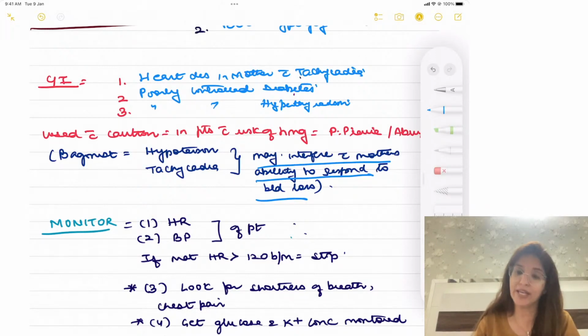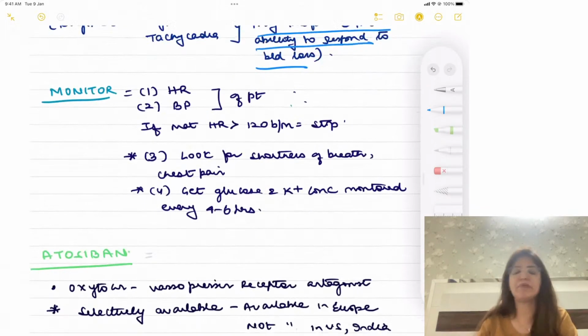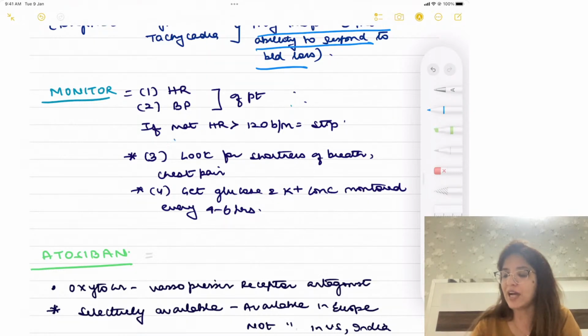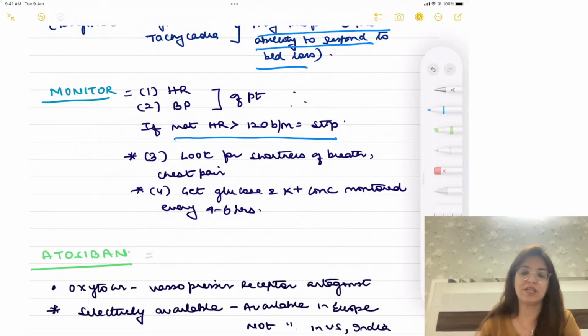Now, whenever you are using beta 2 agonist in the mother, you have to monitor her heart rate and her BP. And if her heart rate becomes more than 120 beats per minute, then you should stop using this. Number 2, you should look out for shortness of breath and chest pain, and you should get her glucose levels and potassium concentration monitored every 4 to 6 hours.